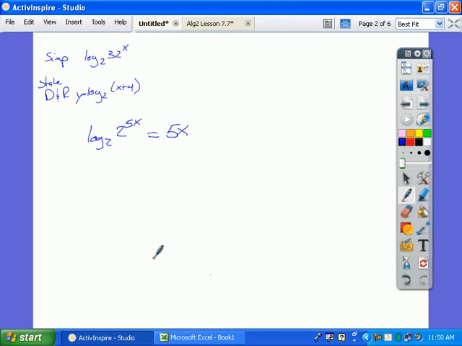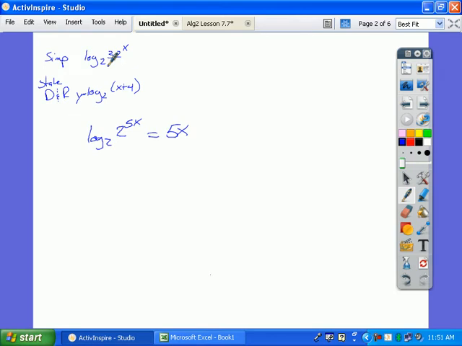Okay. If you don't like that approach, that's fine. You can use our power property that says you can take the x out of the exponent's place and bring it down. And now this is log base 2 of 32. And if you use your calculators, that'll give you 5.